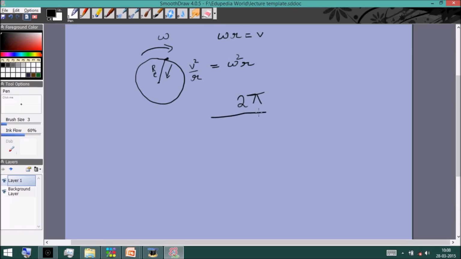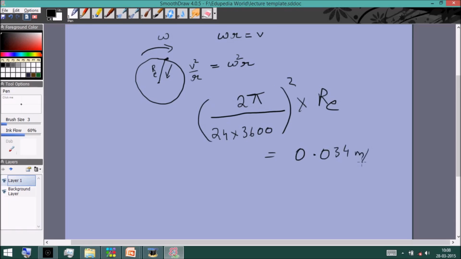Now omega can be calculated because the time taken by the earth to travel 2 pi radians is 24 hours. So it will be 24 hours times 3600 seconds. You square this and you multiply it by the radius of the earth, and it will come out to be approximately 0.034 meters per second square. Just to put that in context, gravity is 9.8 meters per second square.